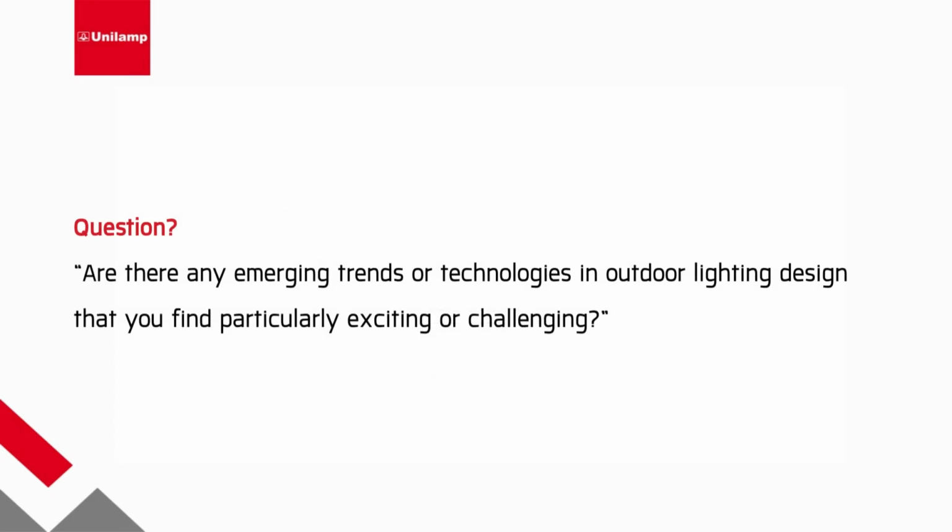Are there any emerging trends or technologies in outdoor lighting that you find particularly exciting or challenging? Normally for outdoor lighting, these technologies are like IoT. You need full control of the lighting situation, so you need IoT. But there are many manufacturers that also provide independent controls.